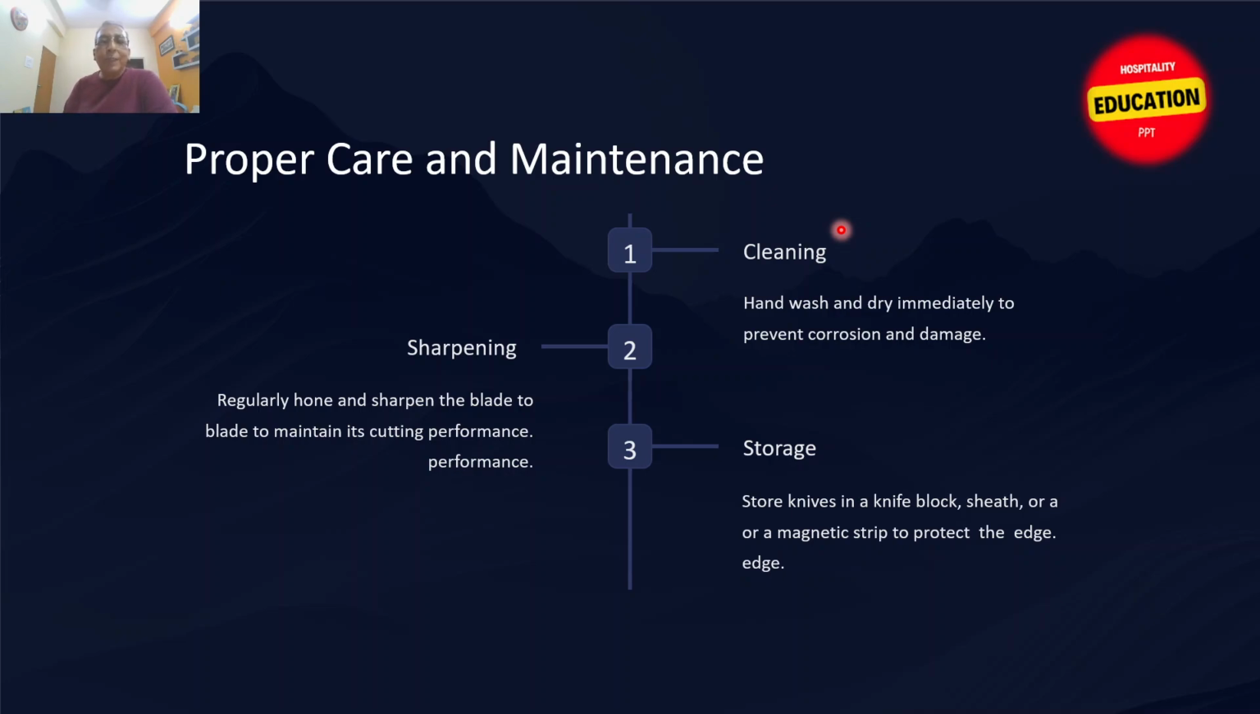We can also do one thing: we can apply some edible oil on the blade of the knife, of course after drying, and store it in the right place. This oil layer will prevent air from coming in contact with the blade, resulting in better maintenance and durability of the knife.